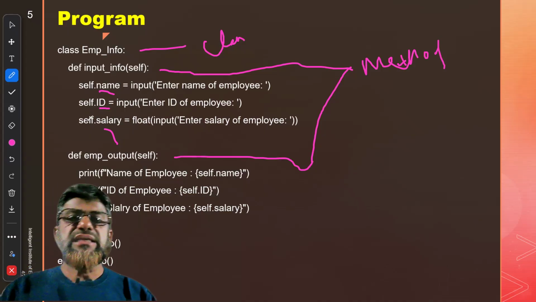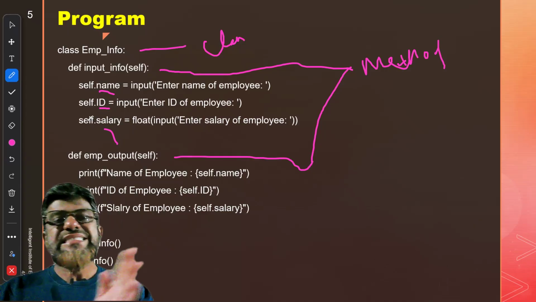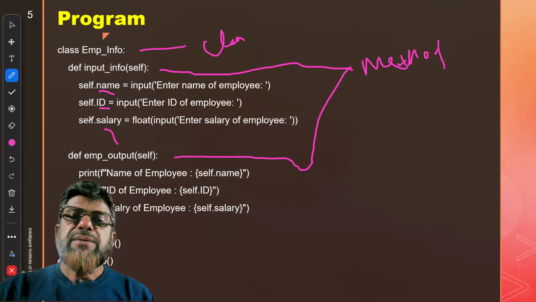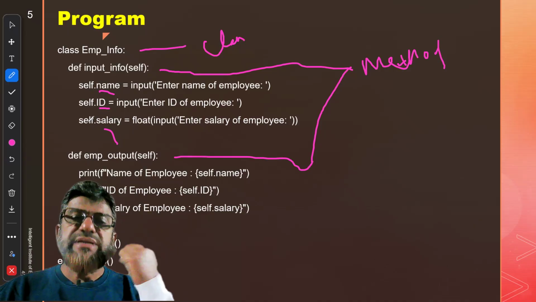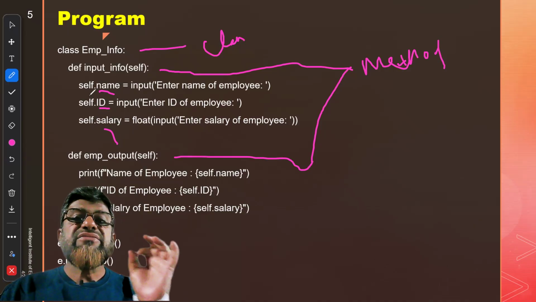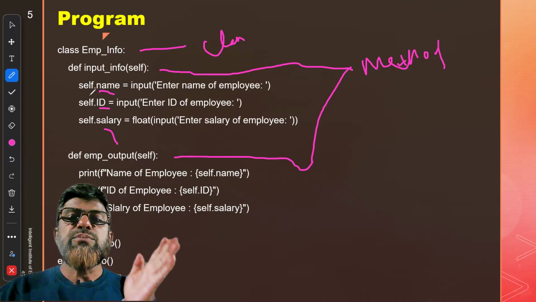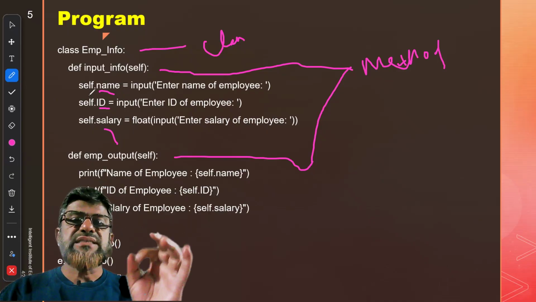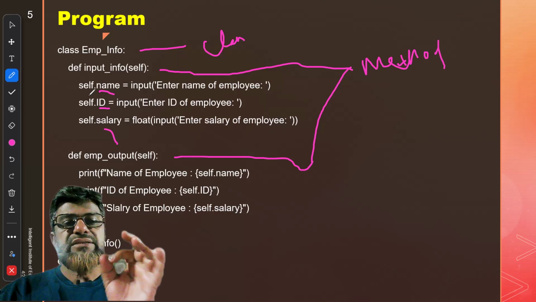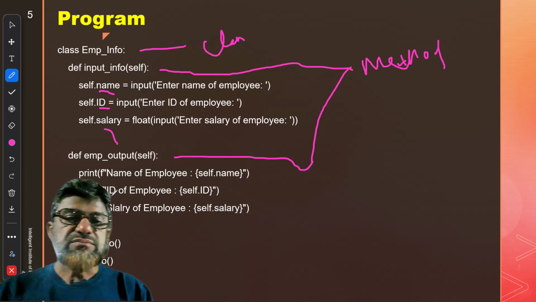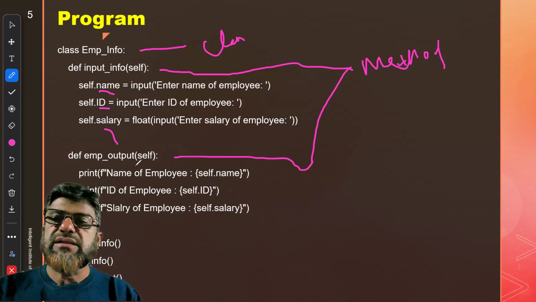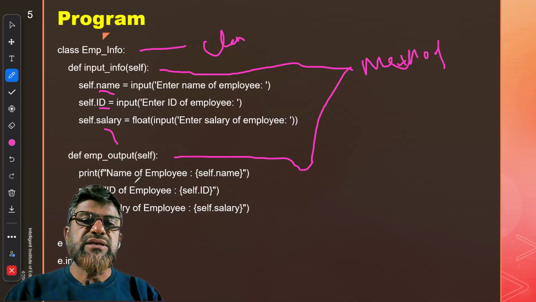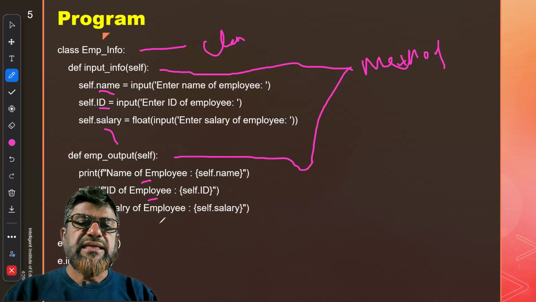So self, actually I'm going to make a separate lecture for this, but here also I wanted to tell you, self is actually a reference variable. I will give you more detail in the next lecture. Just think what is the concept of self, find out and write in the comment section. Is this clear? And here I have created one method which, for the output, will display the name of the employee, the ID and the salary of the employee.